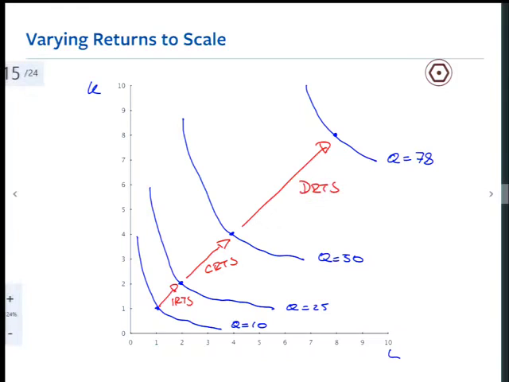Right, so this is a production function that has portions of its surface that are increasing, constant, and decreasing returns to scale. So each production function doesn't just have to be constant, decreasing, or increasing. It can be a mix.